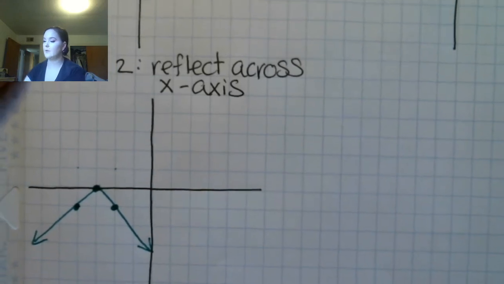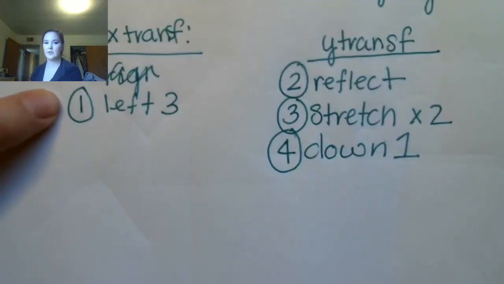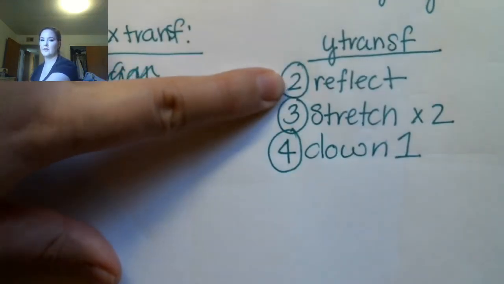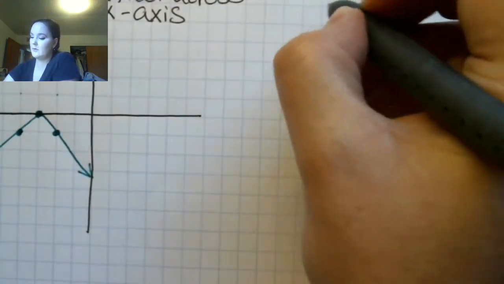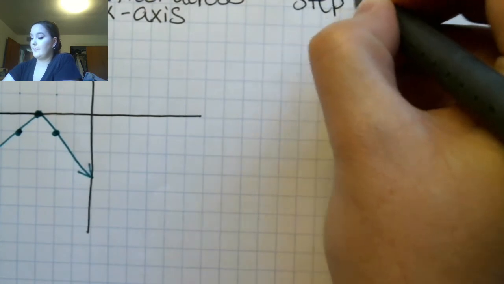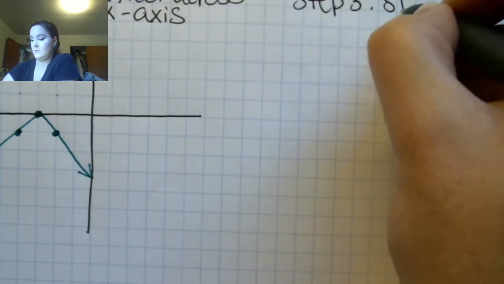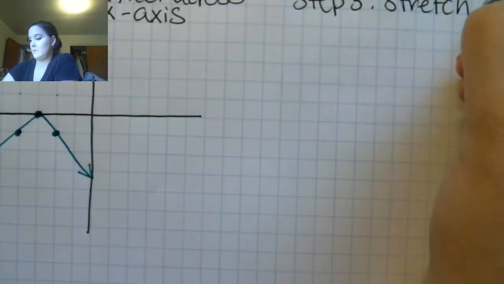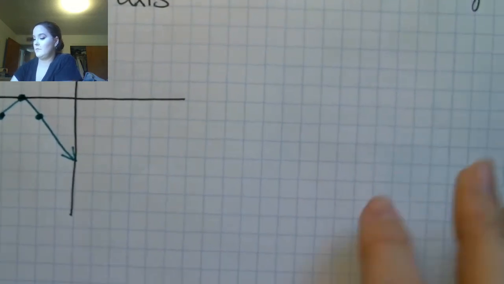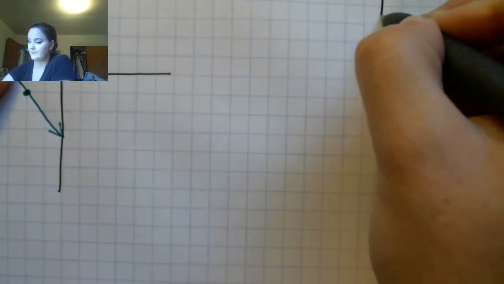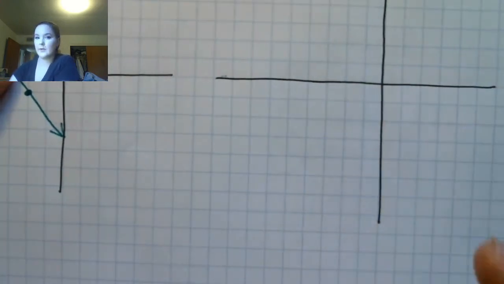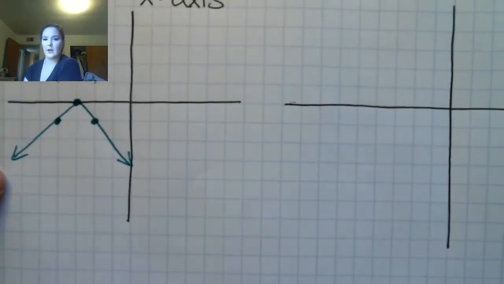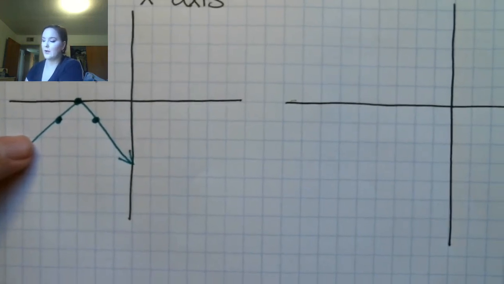All right, let's look at what our next step was. So we've done shift left, reflect across the x-axis. Now we're going to stretch the y coordinates times 2. So we're going to take all of our key points from this graph and we're going to multiply the y coordinates by 2.